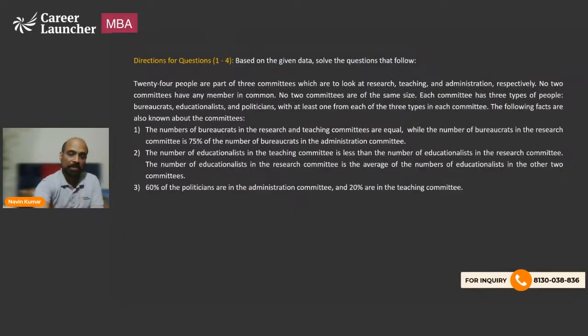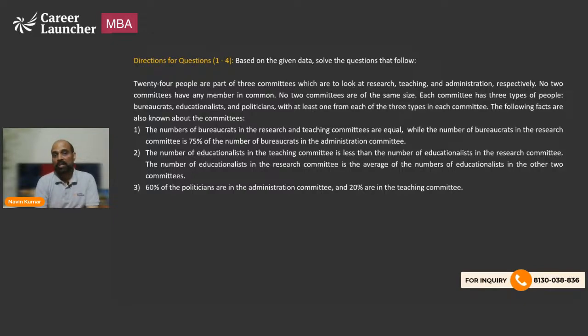Okay, let's begin with our first set of the day. 24 people are part of 3 committees, which are to look at research, teaching, and administration, respectively. No 2 committees have any member in common. No 2 committees are of same size. Each committee has 3 types of people: bureaucrats, educationalists, and politicians, with at least one from each of the 3 types in each committee. The following facts are also known about the committees.